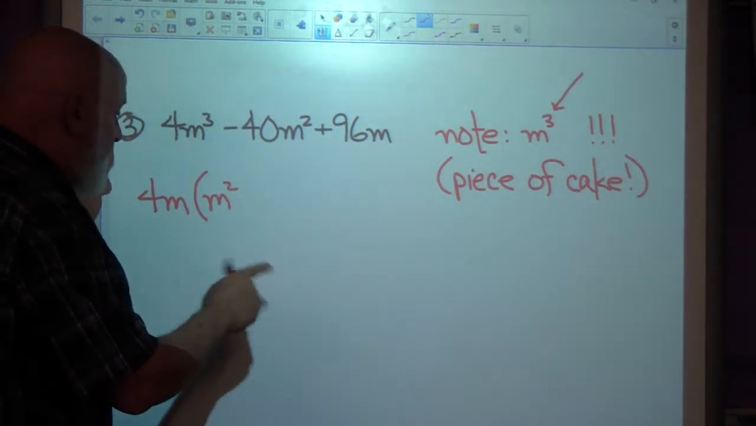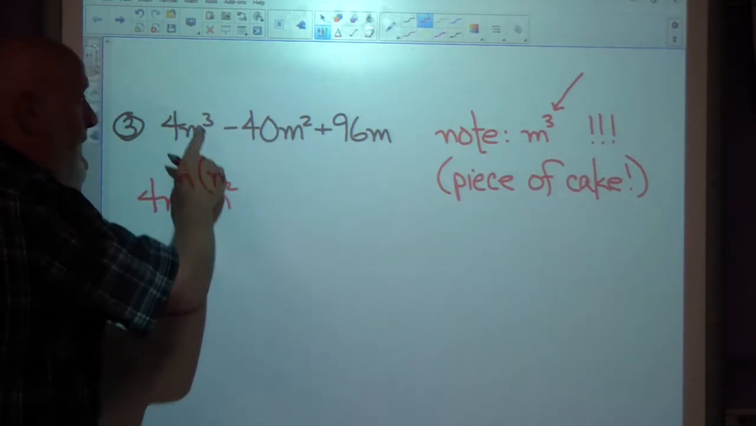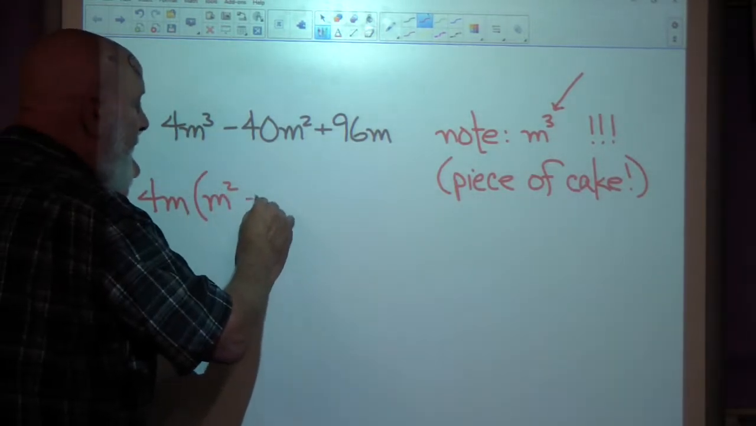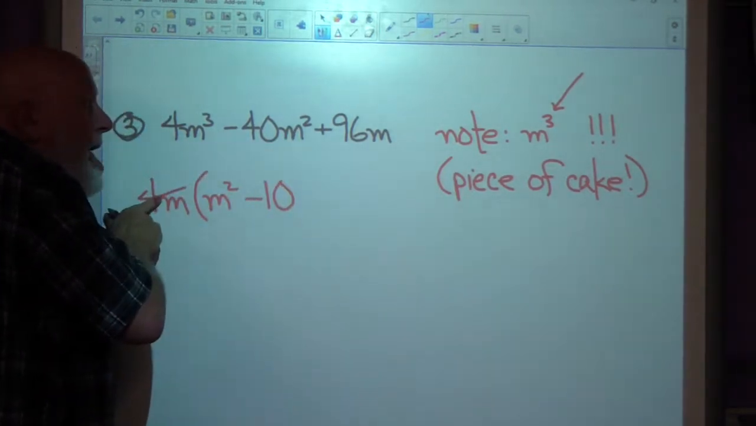And you can check to see if that's correct. Just multiply these two together and you should get 4 times m times m times m. That's 4m to the 3rd. If I pull a 4 out of this, I get a 10. If I pull an m out of that, whoops.